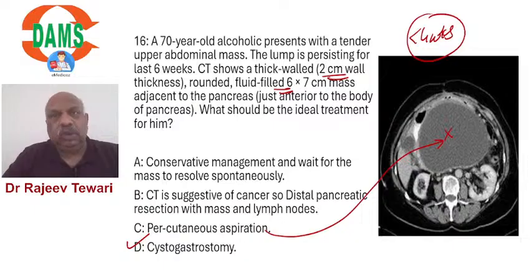So, walled-off necrosis is also usually infected. That also needs drainage. Pseudocyst is also likely to develop complications. So, we operate after 6 weeks, after the wall becomes mature.